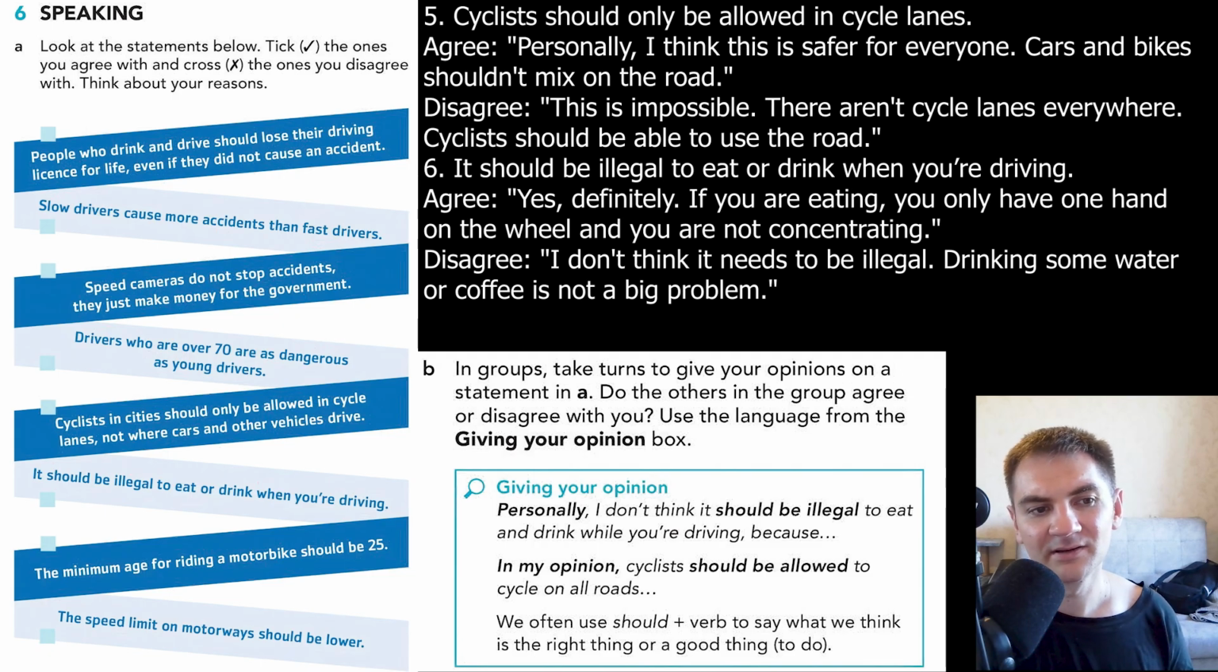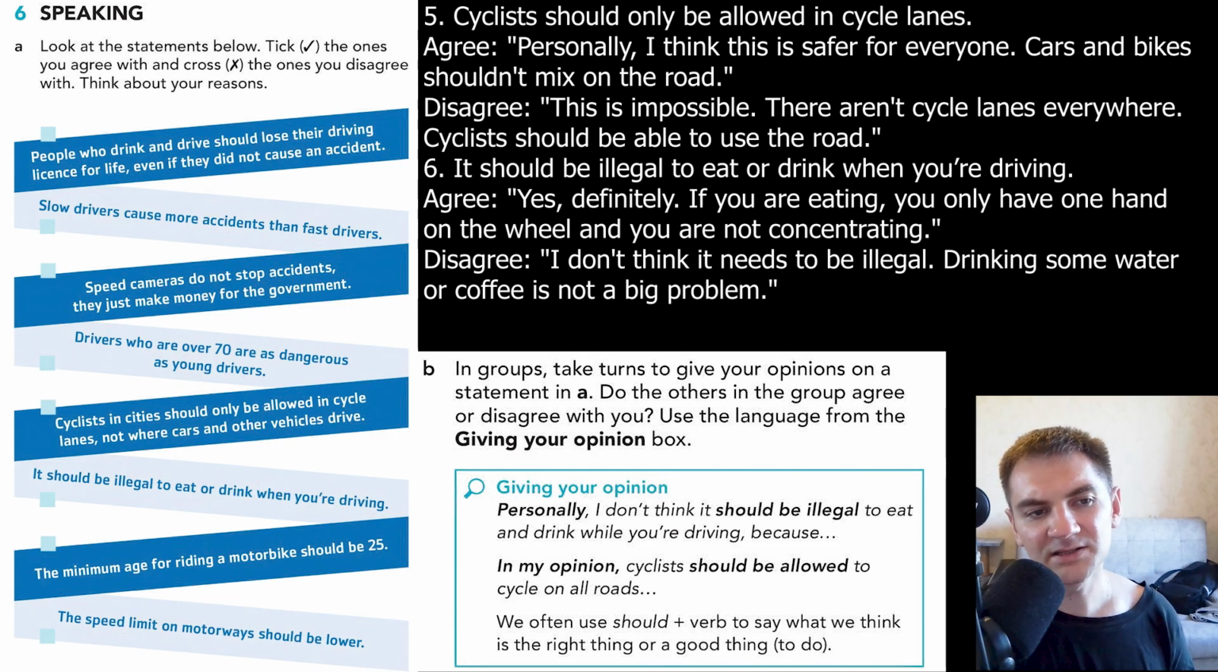And number 5. Cyclists should only be allowed in cycle lanes. Personally, I think this is safer for everyone. Cars and bikes shouldn't mix on the road. Or you can disagree: this is impossible. There aren't cycle lanes everywhere. Cyclists should be able to use the road.